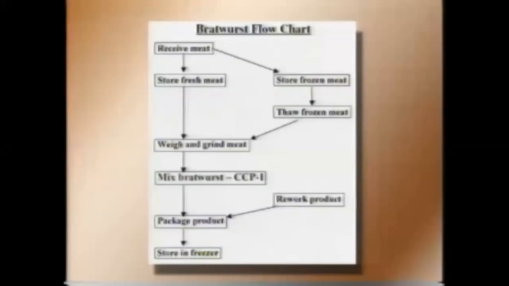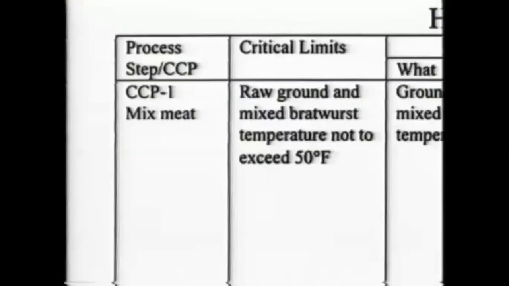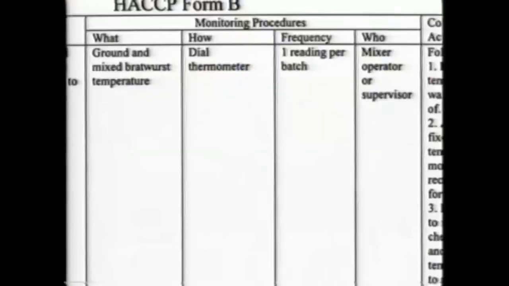Through hazard analysis, this very small establishment, Carly's Bratwurst, has identified the grinding step as a critical control point for a biological hazard in their raw ground product HACCP plan. Their critical limit for this CCP is seen in the second column of Form B: 50 degrees Fahrenheit maximum internal ground meat temperature. Monitoring procedures for CCP1 involve checking ground product temperature, one per batch, at the time of mixing.